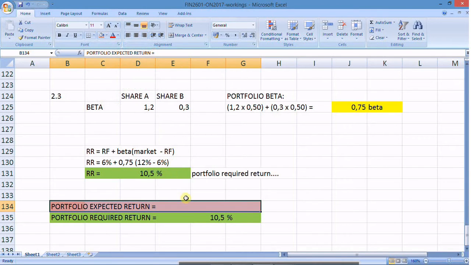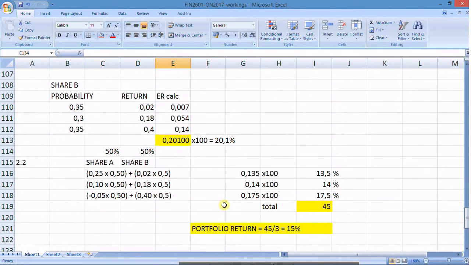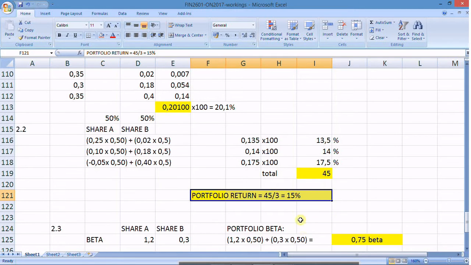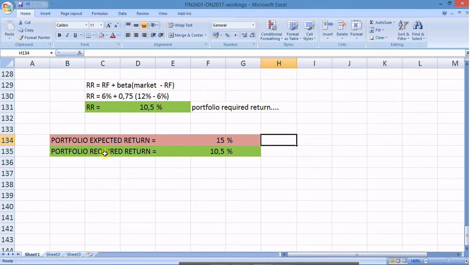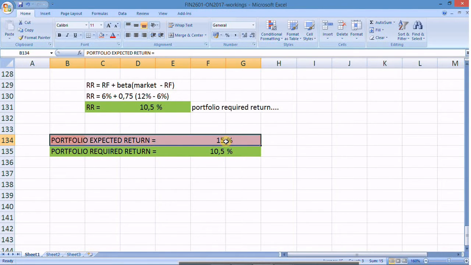So what did we expect? We need to go back and check. Where's the expected return for the portfolio? Portfolio return, was this the expected? Yes, 15. There it is. That was 2.2. 2.2 was the portfolio expected return. So that's 15%. I'm just summarizing, using those two. So what do we expect from the portfolio? We expect 15%. The portfolio is only required to give me 10.5.